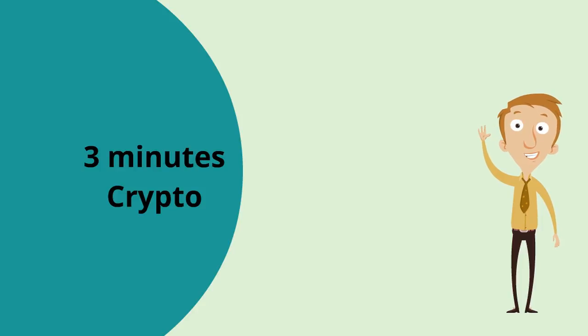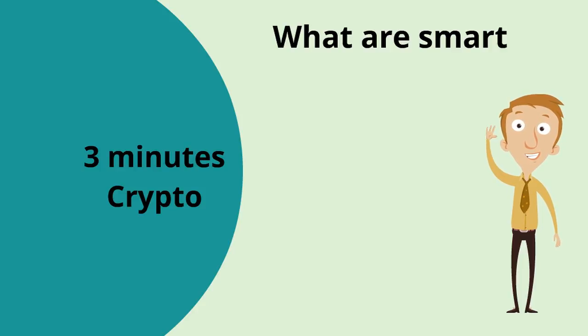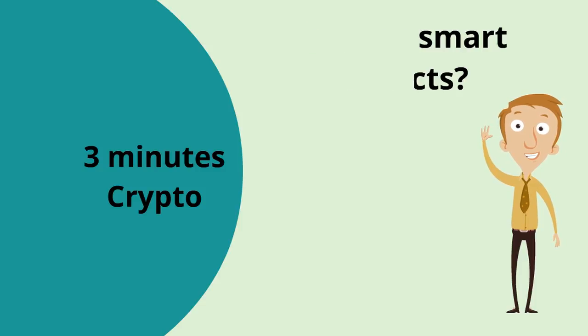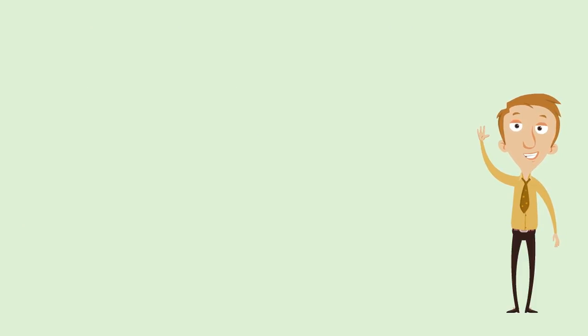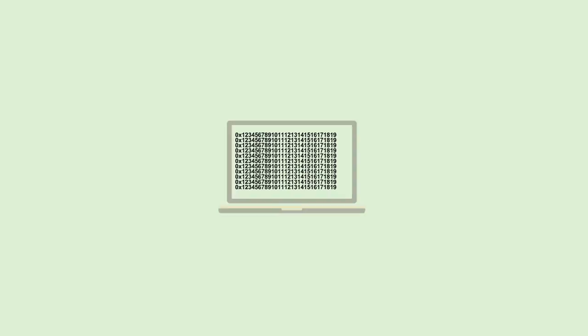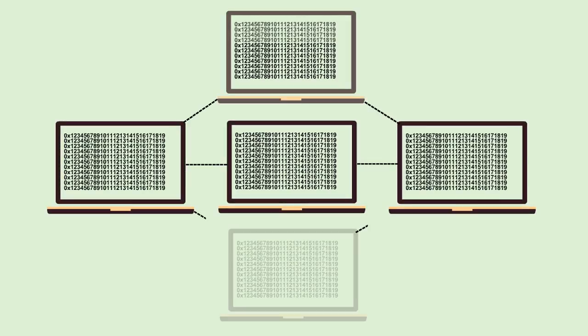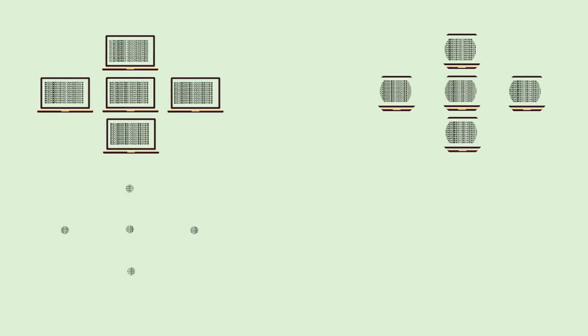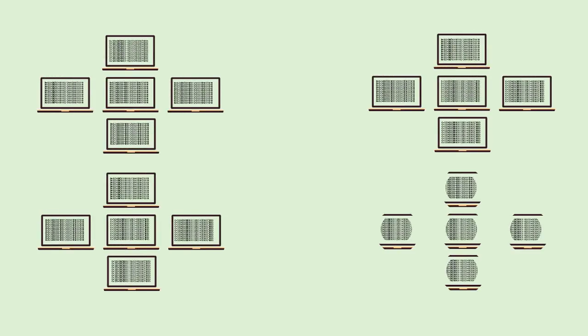Today on 3 Minutes Crypto, what are smart contracts? On the most basic level, a smart contract is computer code that is executed on many computers at once. Often, these computers are part of huge networks maintaining blockchains.